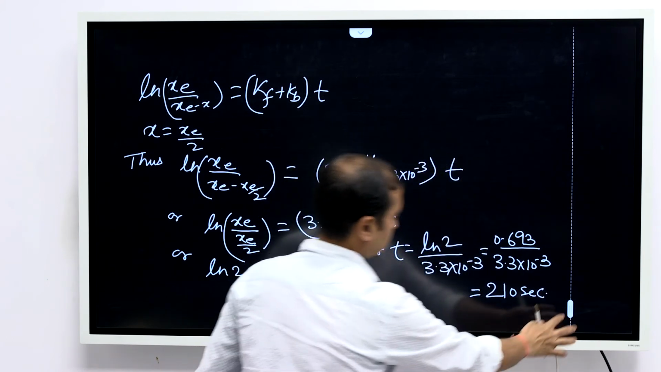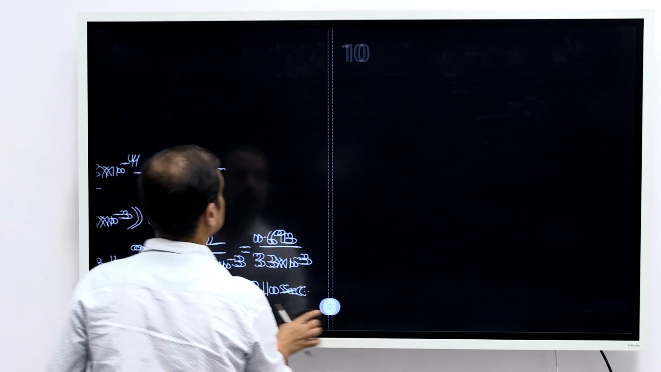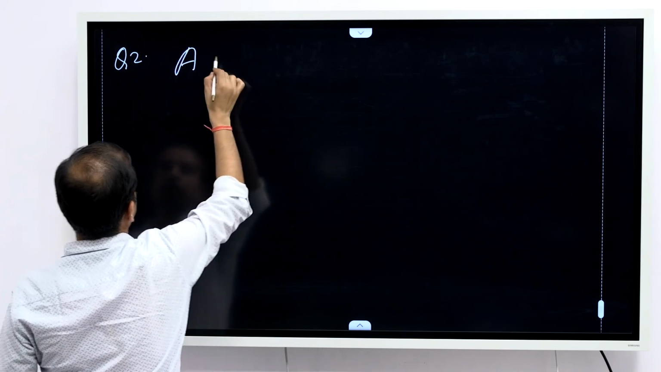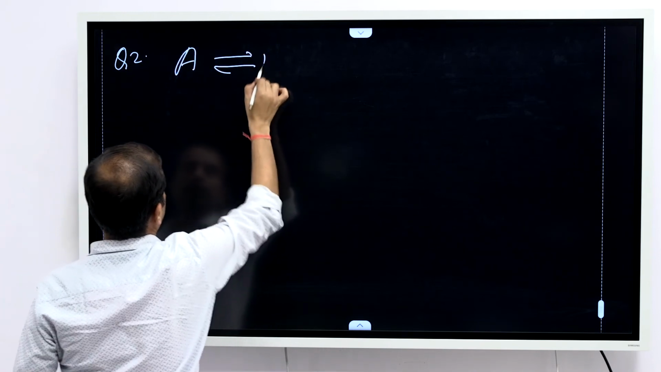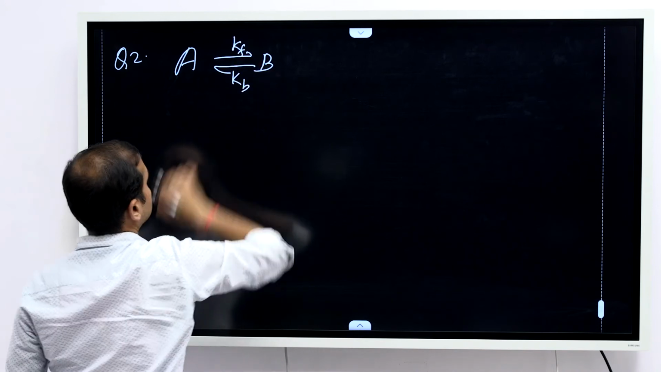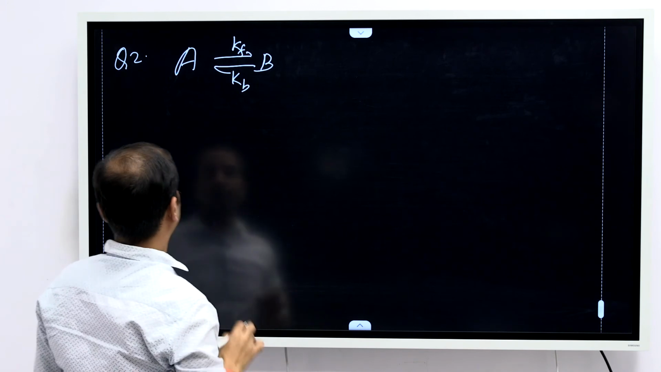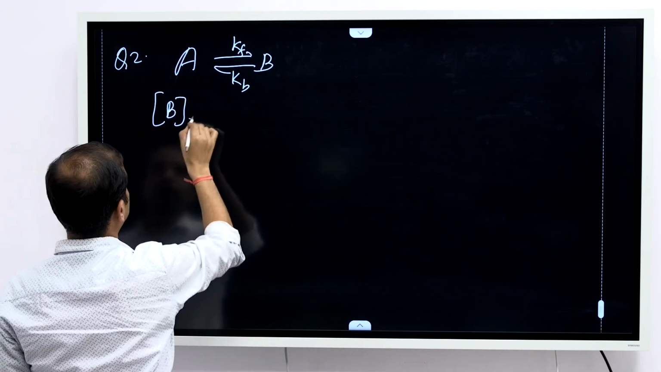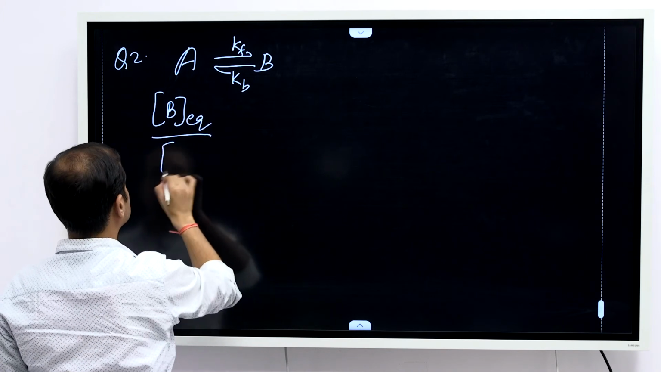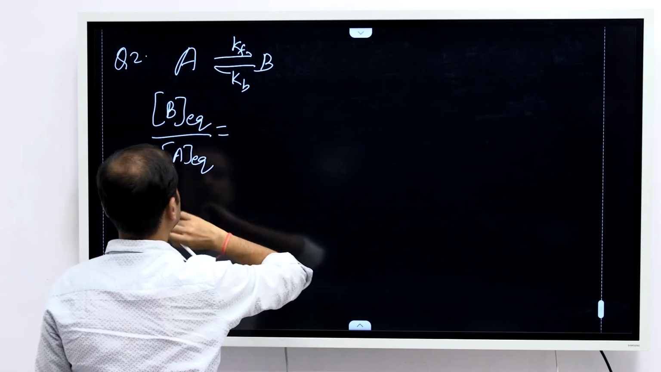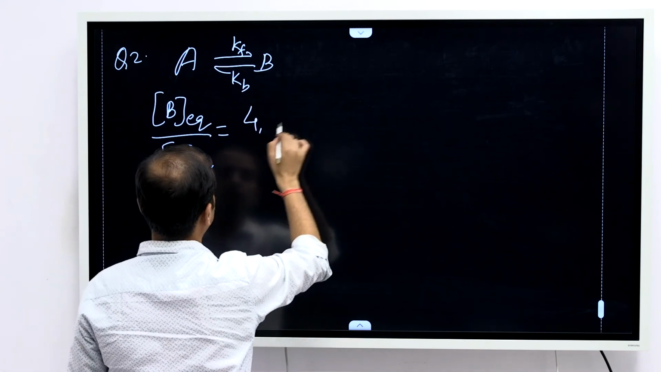We will do another question based on the same concept. In this question we have a reversible reaction A to B. Kf is the rate constant for the forward reaction, Kb is the rate constant for the backward reaction. Here we are given the ratio of B equilibrium upon concentration of A equilibrium, which is equal to 4.